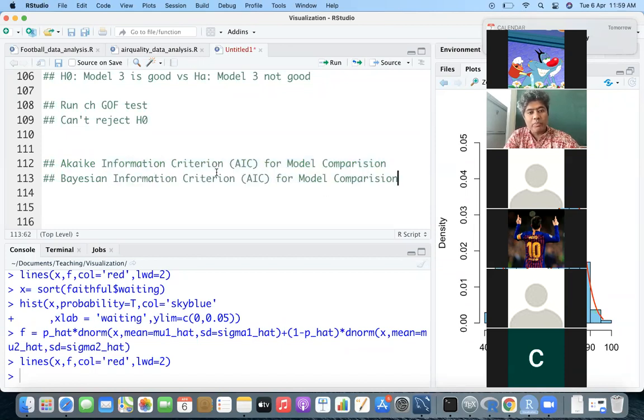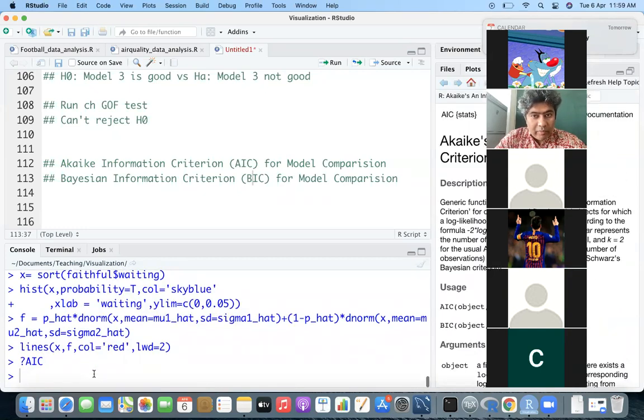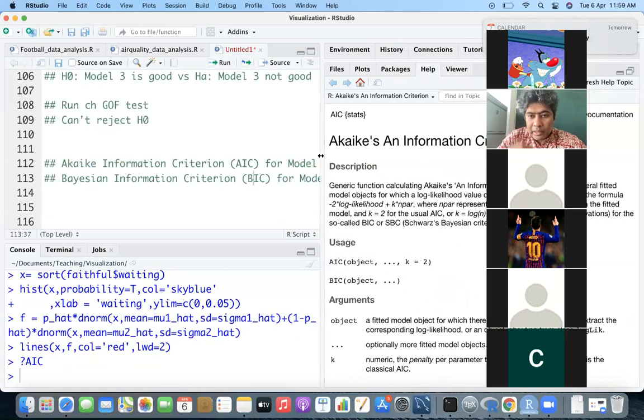AIC is more popular than BIC, but BIC is also popular, so don't worry about that. You can use either of the two. And in fact, AIC is nowadays available in base R, Akaike information criteria. And this is the formula that they're using: -2 times log likelihood plus k times the number of parameters.